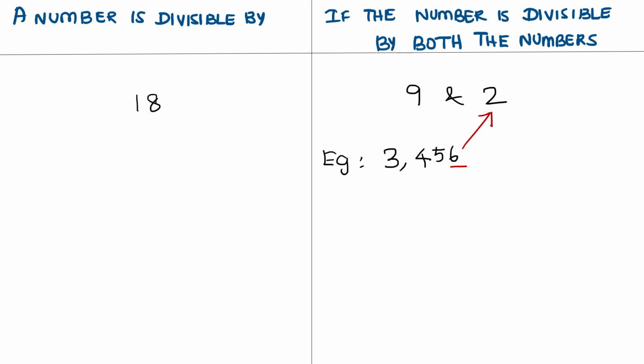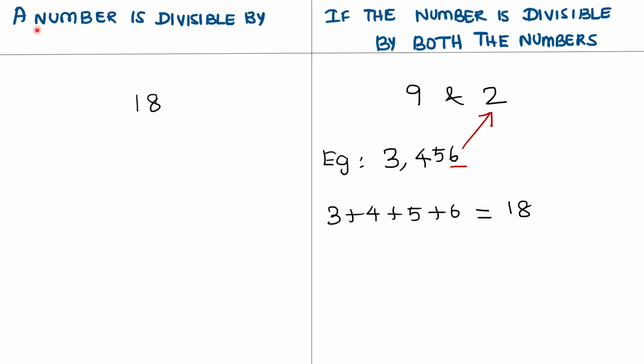Next we have to check whether it satisfies the divisibility rule of 9 or not. I am going to do the sum of the digits. When you do the sum of the digits, I will be getting here 18. 18 is divisible by 9. Therefore, 3456 is also divisible by 9. So I can come to the conclusion that this whole number is divisible by 9 and 2. Therefore, it is also divisible by 18.